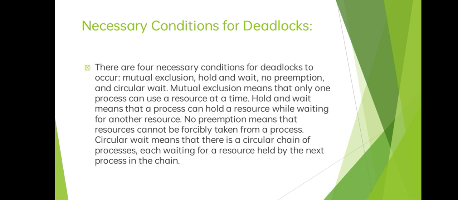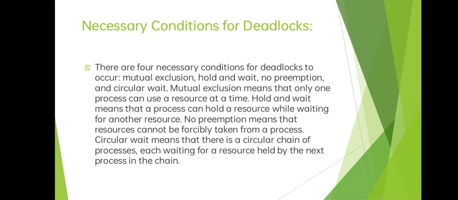Necessary conditions for deadlocks. There are four necessary conditions for deadlocks to occur: mutual exclusion, hold and wait, no preemption, and circular wait. Let's see what mutual exclusion is. Mutual exclusion means that only one process can use the resource at a time. No other process should use it. At a time, the resource should be held by only one particular process.